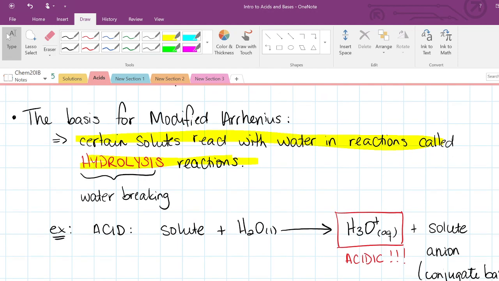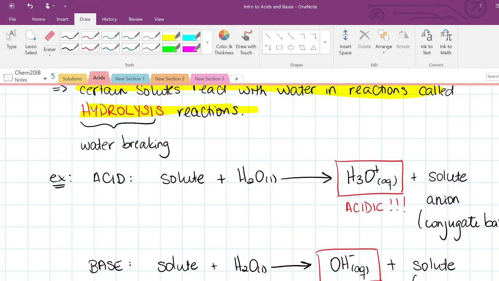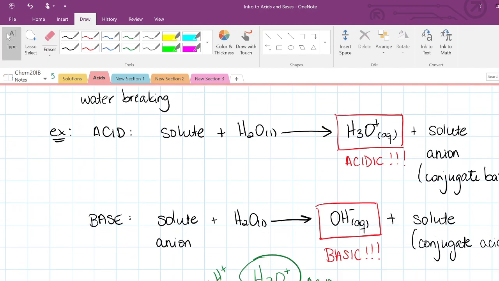And what he talked about again was that water wasn't that passive participant. Water was actually actively engaged in these solutions, and there was a reaction taking place with the water that we call hydrolysis reactions. Hydrolysis meaning water breaking. And the two hydrolysis reactions that are important for us are the acid hydrolysis reaction, in which you have your solute reacting with your water.